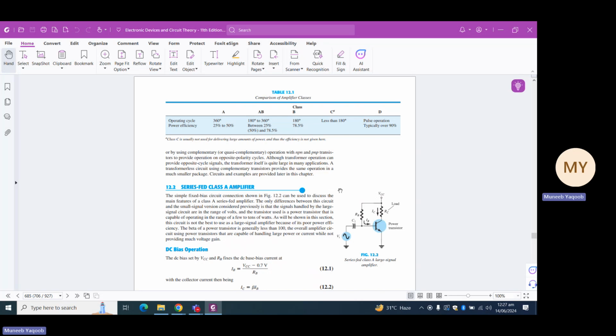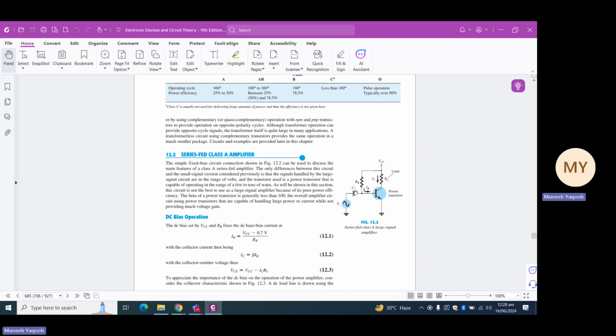Now we start the first configuration, that is class A power amplifier, which is series fed. As I told you earlier, the common emitter amplifier is the simplest and the easiest possible power amplifier. You can see that in this figure 12.2, we have a common emitter amplifier.